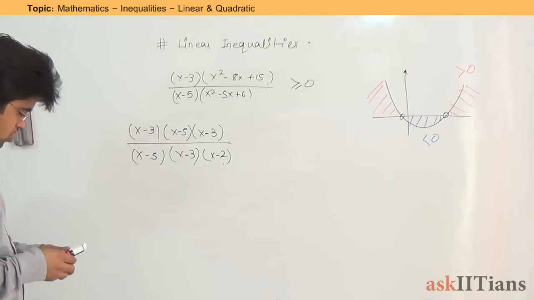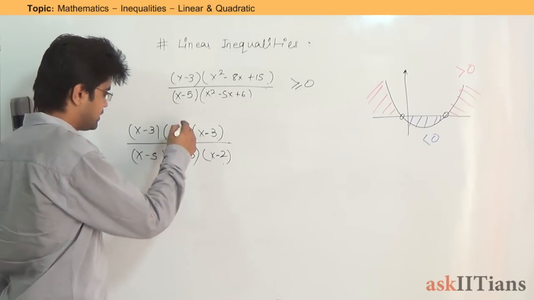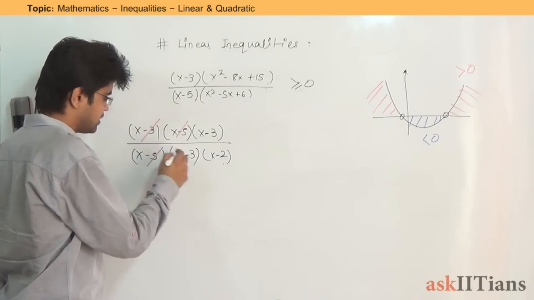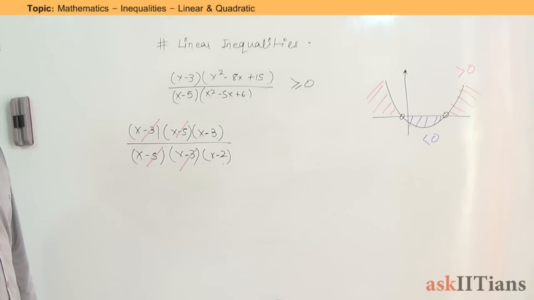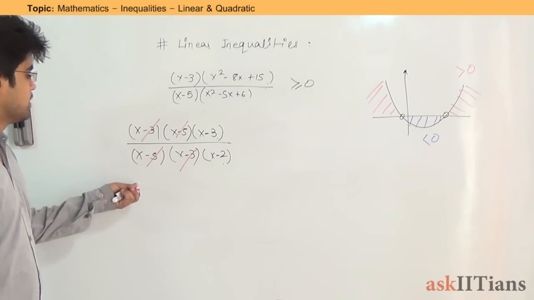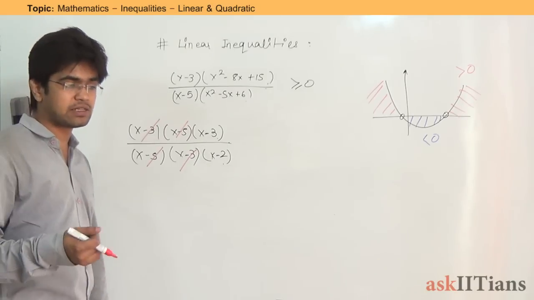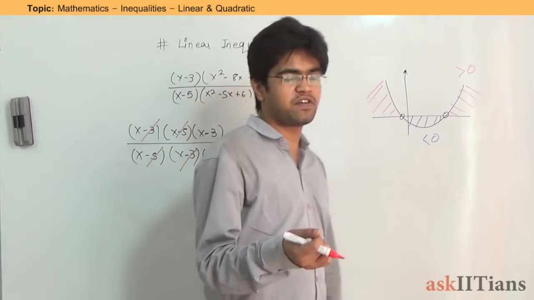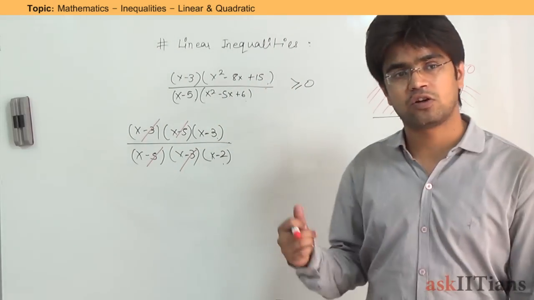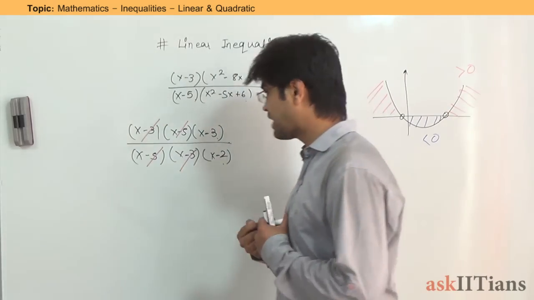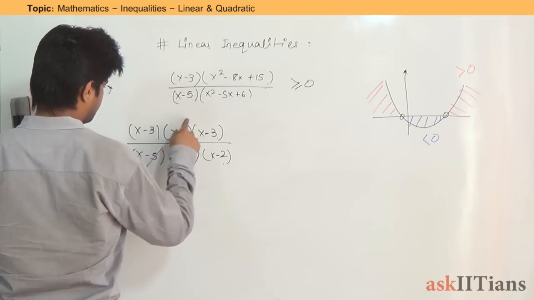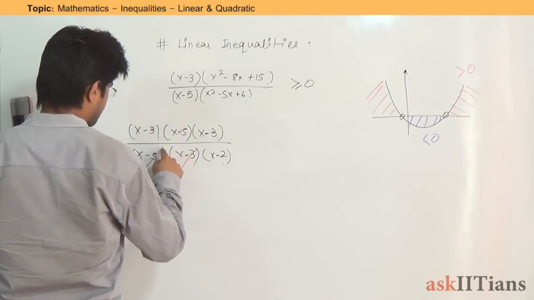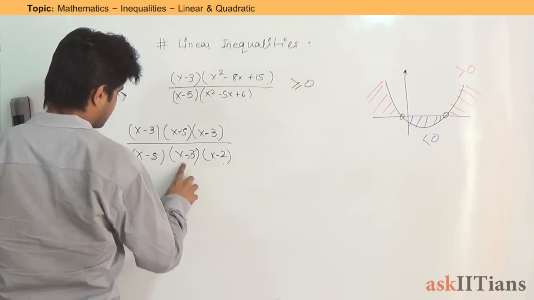If you are trying to cancel this and this, and this and this, then you are doing it wrong. You cannot do this. If you are doing this, that means you are cancelling a root, you are cancelling a factor. If you cancel a factor, it can have an effect on your answer. So you cannot cancel the roots. That is the basic thing.